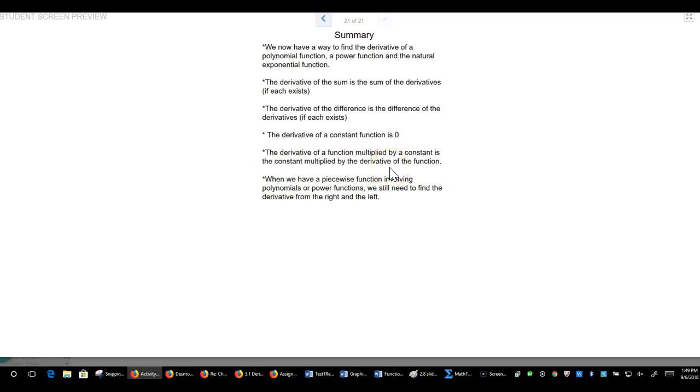but don't forget that the product law from limits doesn't apply. It was just the sum, difference, and constant multiple laws.